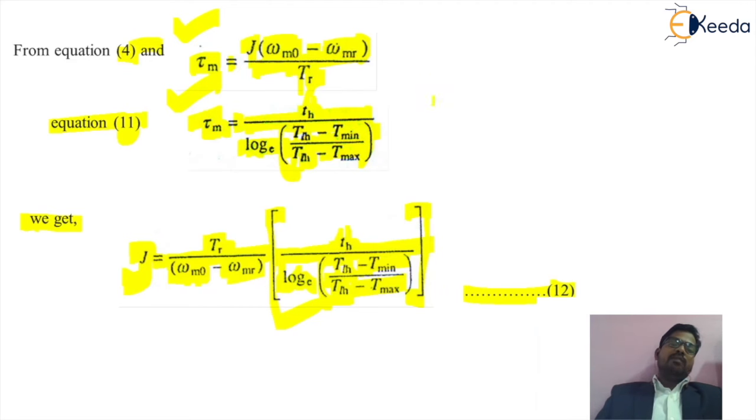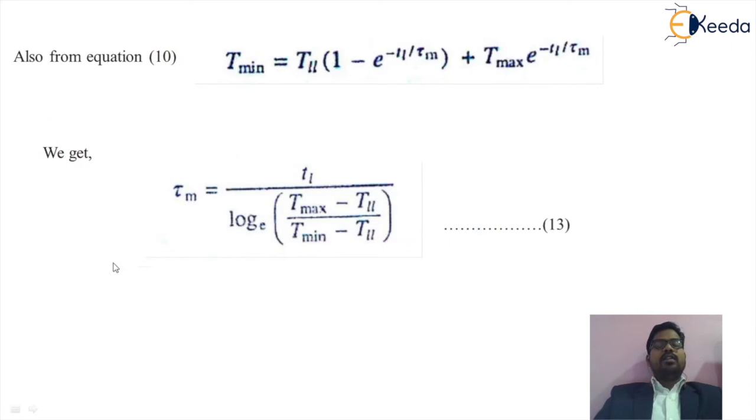Okay, so from that particular equation we get the next equation, equation number 10. What will be equation number 10? The value is T minimum, the torque required for minimum, equal to T_LL, the light load torque, times (1 minus e to the power minus t_L divided by tau, where tau is the motor time constant), plus T max e raised to the minus t_L divided by tau. So this will be equation number 10.